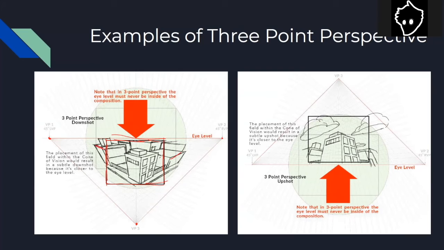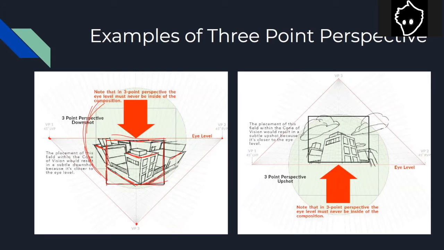Now, while you have the stage altogether, the eye level must not be inside the composition in order to qualify this to work. Because the placement of this field within the cone of vision, that's this entire circle right over here, and we'll get to it more, the placement of this cone of vision would result in a double downshot because it's closer to the eye level, especially when you're having an entire street corner that is drawn out this way. And that's what's really amazing about 3-point perspective in this regard.